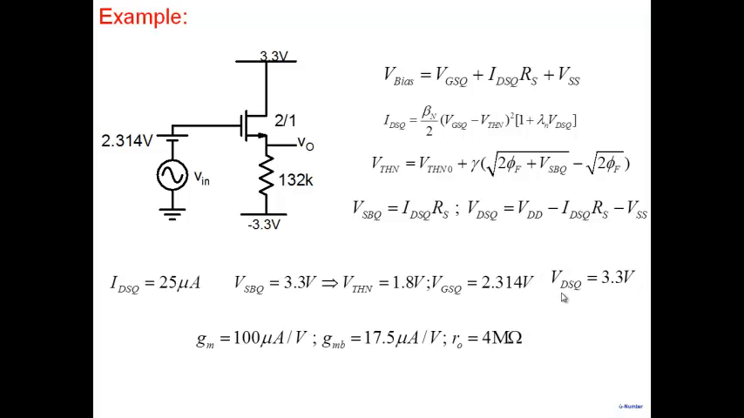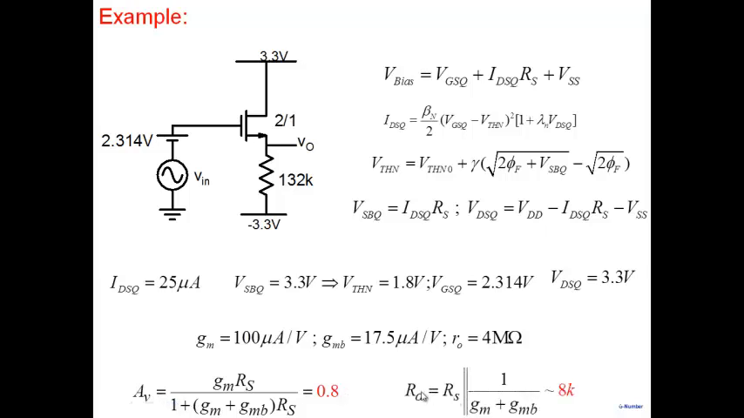Once you do the DC analysis, you can, using the expressions, get GM, GMB, R0. It's important that you remember all the formulas and determine all of this. Then we plug into our expression, we get voltage gain, which is 0.8, and we get output resistance, which is around 8K. So this is the gain and output resistance of this common drain amplifier. So note that the gain is significantly less than 1 in this case. Okay, and this is 8K here.